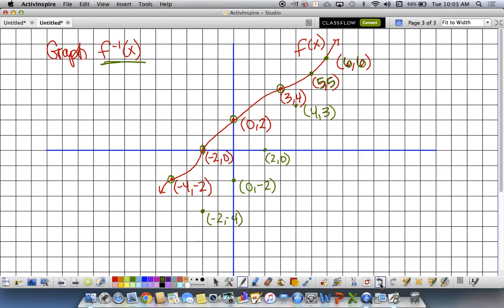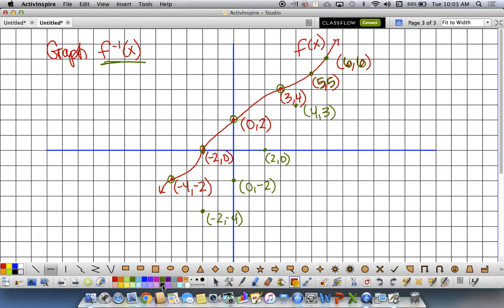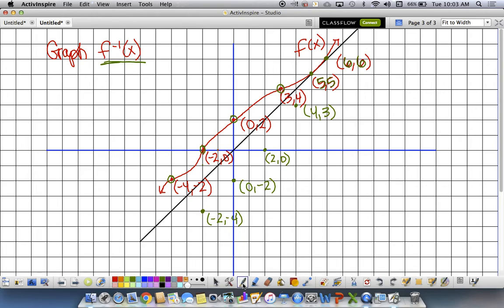Okay, what does this look like? A little hint. Let me go ahead and draw the y equals x line. The y equals x is going to be this line going this way. It goes through the origin. This is my y equals x. Can you see how each point is reflected across that line? They'll be the same distance away.